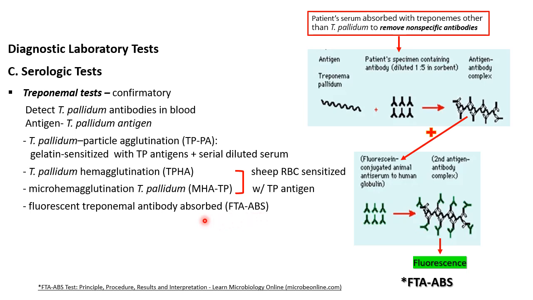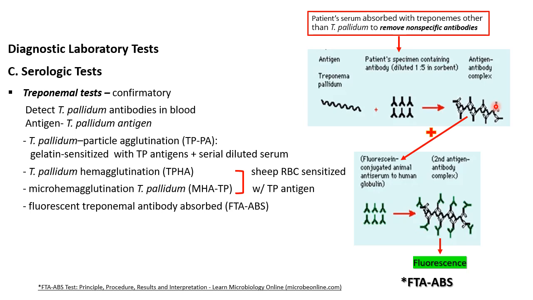It's called absorbed because the patient's serum is first made to react with treponemes other than Treponema pallidum to remove nonspecific antibodies. The prepared serum is now made to react with the antigen from Treponema pallidum, after which an antigen-antibody complex is produced, but which is not visible to the naked eye, nor under the microscope.